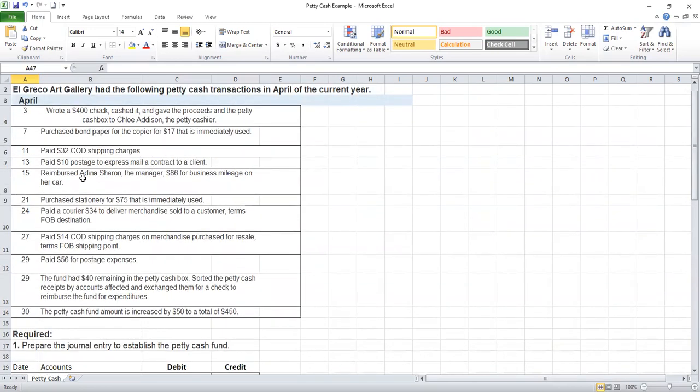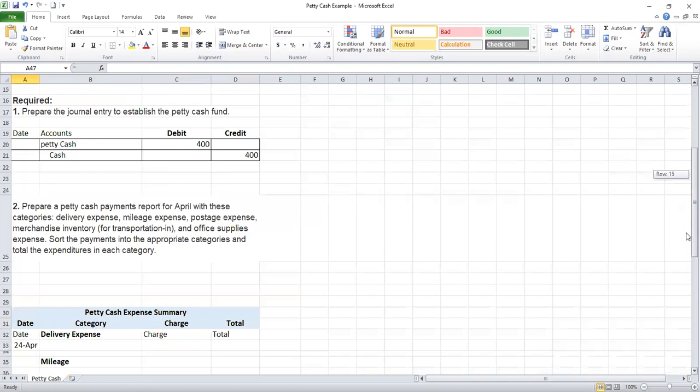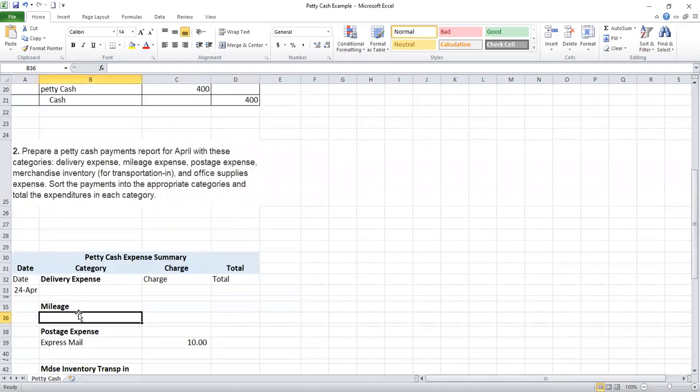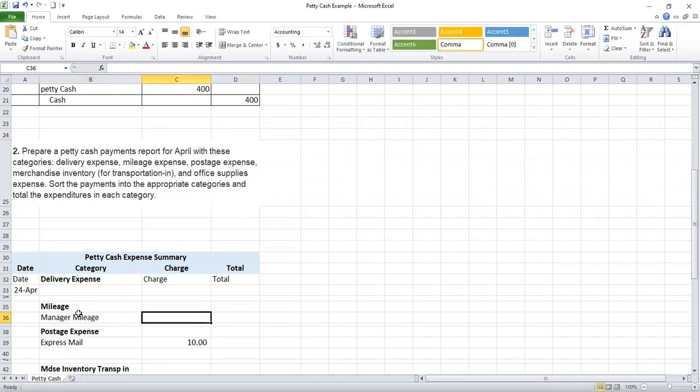All right. April 15th, we reimbursed the manager $86 for business mileage on her car. So go down here, look at that. We have mileage. So manager mileage, I'll put, you can put whatever you want. That's at least somewhat specific, $86.